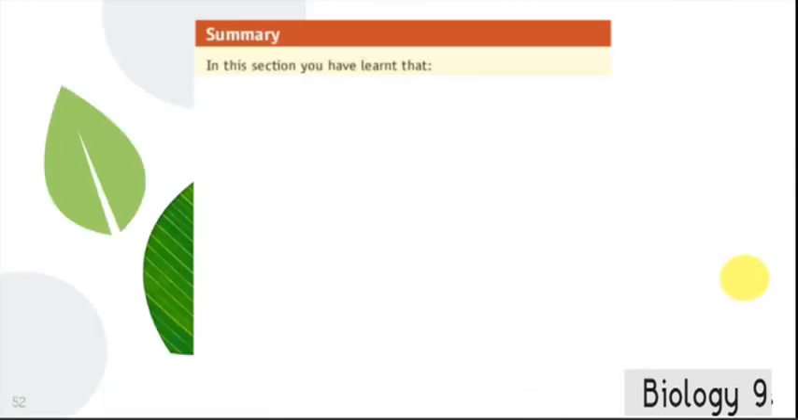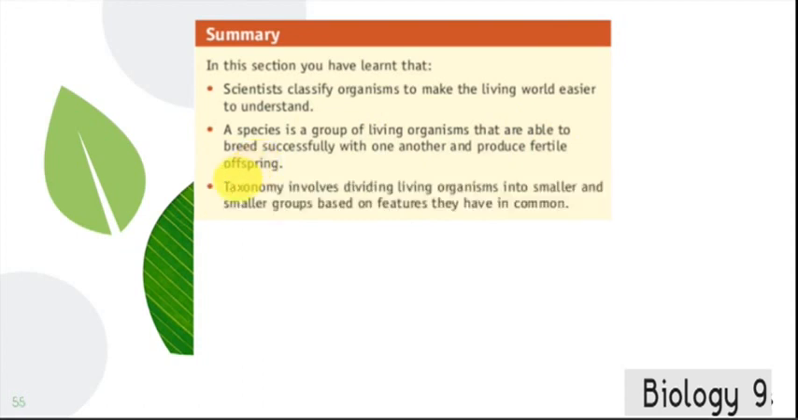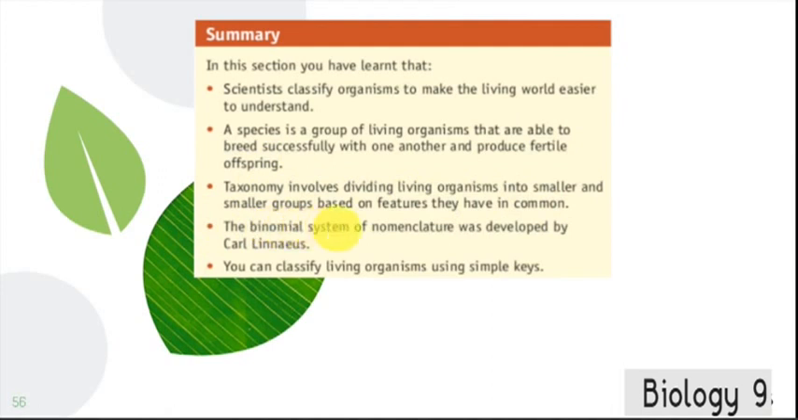Summary. In this section, what we've learned is scientists classify organisms to make the living world easier to understand. A species is a group of living organisms that are able to breed successfully with one another and produce fertile offspring. Taxonomy involves dividing living organisms into smaller and smaller groups based on features they have in common. The binomial system of nomenclature was developed by Carl Linnaeus, and you can classify living organisms using simple keys.